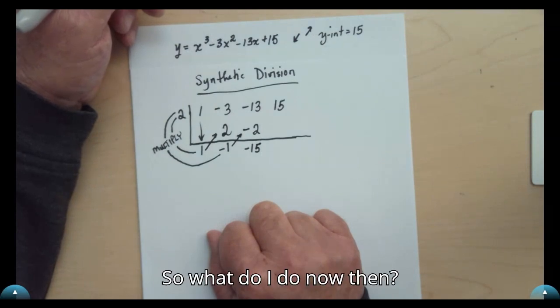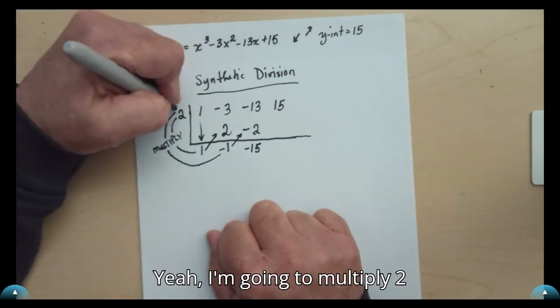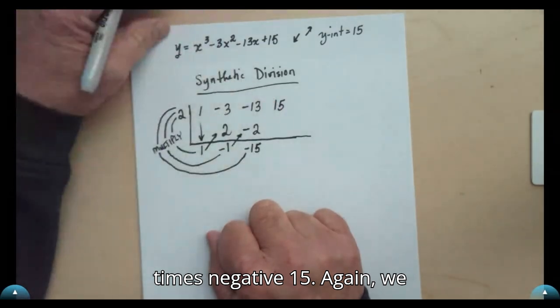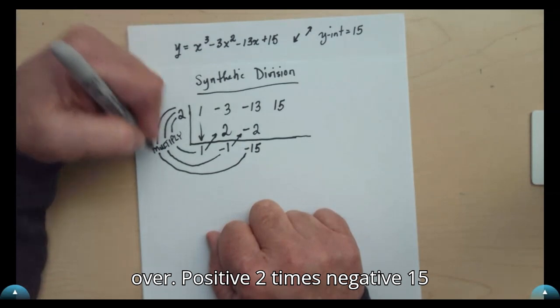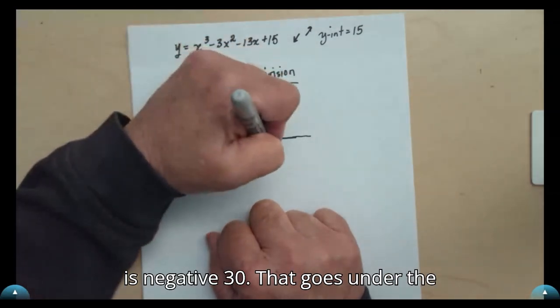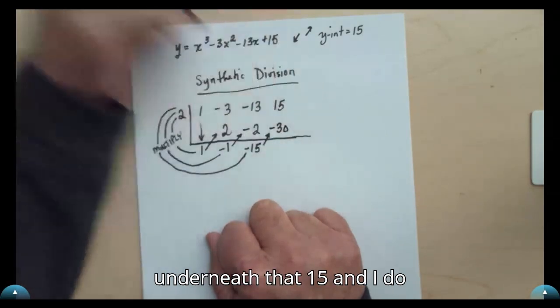So what do I do now then? Yeah, I'm going to multiply 2 times -15. Again, we just keep doing the same stuff over and over. 2 times -15 is -30. That goes under the next number. So I need to put it underneath that 15.